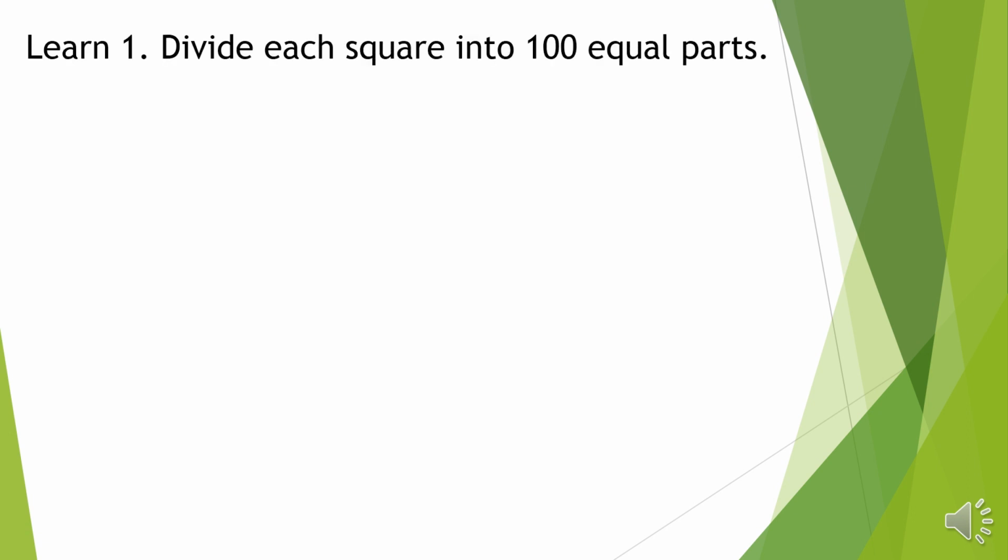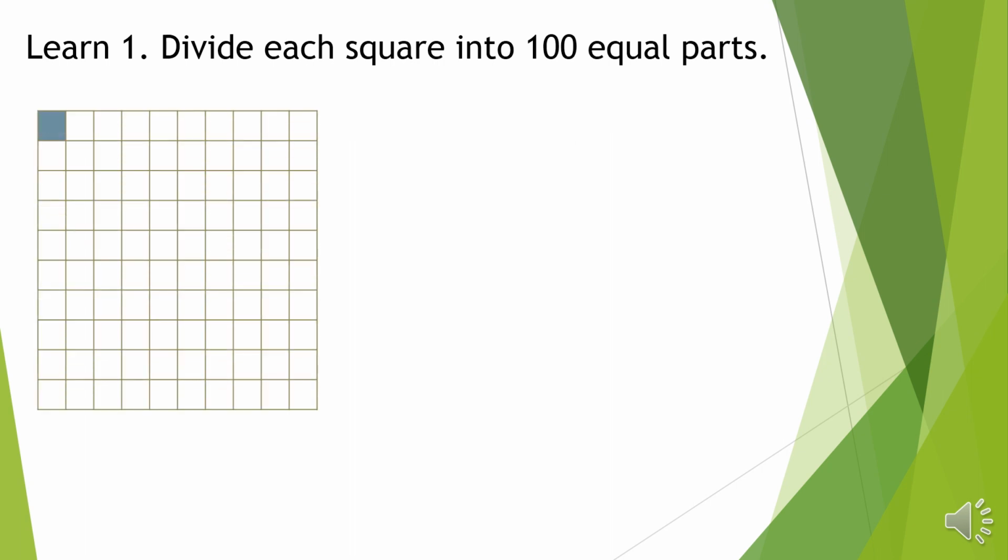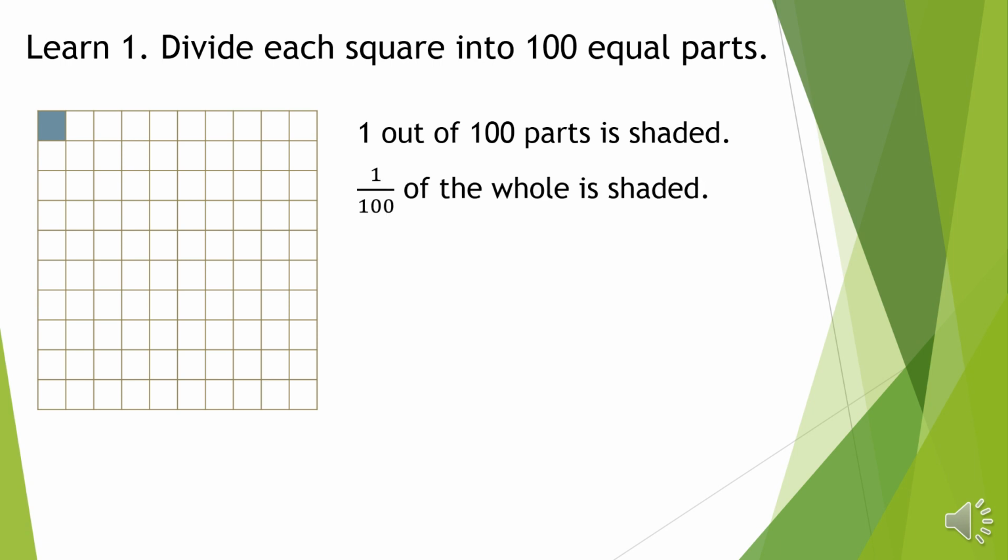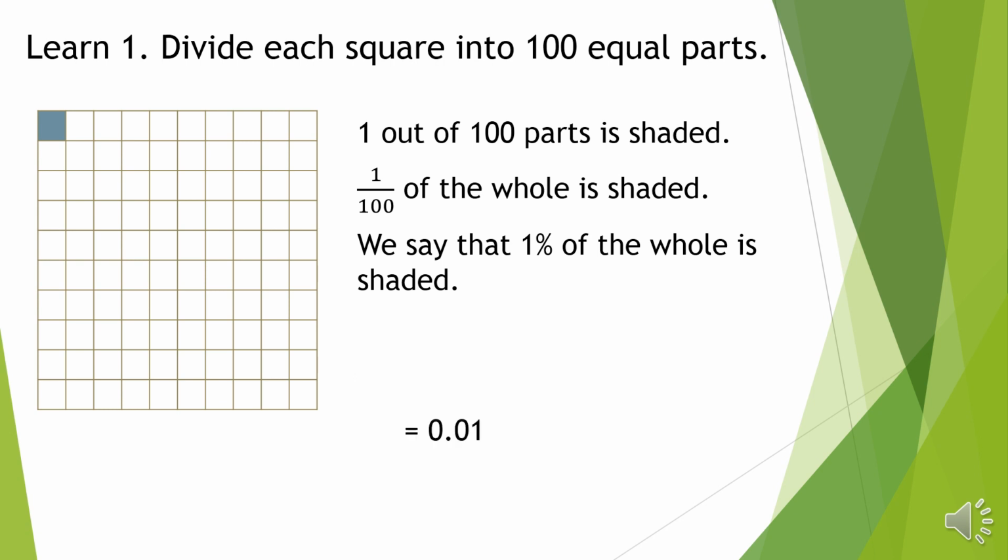Learn 1. Divide each square into 100 equal parts. So this is the example. 1 out of 100 parts is shaded, which is almost the same as 1 over 100 of the whole is shaded. So we say that 1% of the whole is shaded. In mathematical sentence, that will be 1%, which is equals to 1 over 100, or which is equivalent to 0.01.